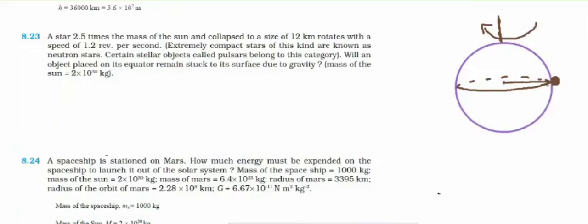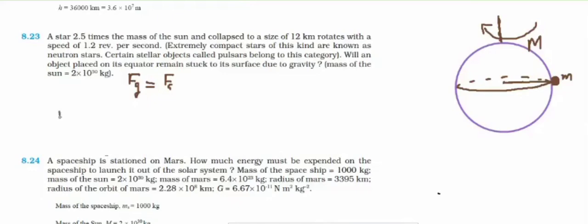Now, under what condition does the object remain stuck? When the star rotates about its axis, the object is in circular motion. Circular motion needs centripetal force. Here the gravitational force between the star and the object will give the necessary centripetal force for the object. So gravitational force gives the necessary centripetal force.